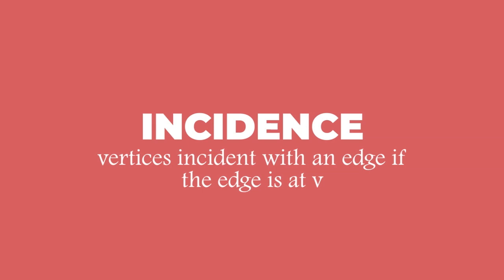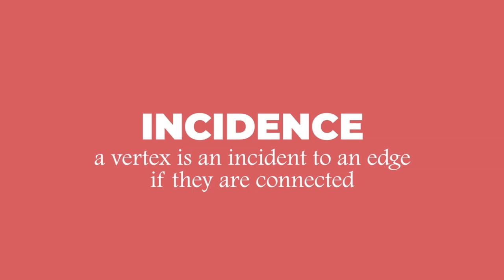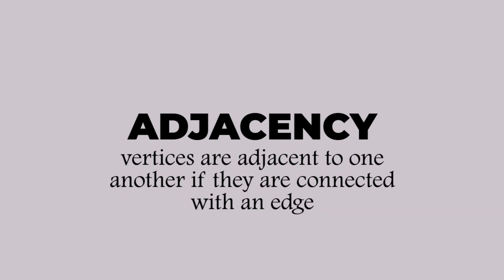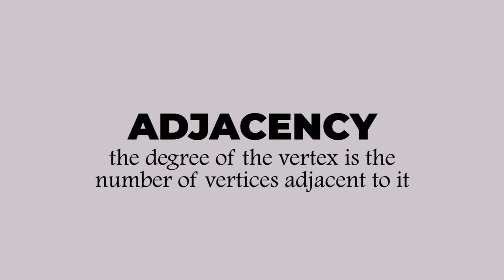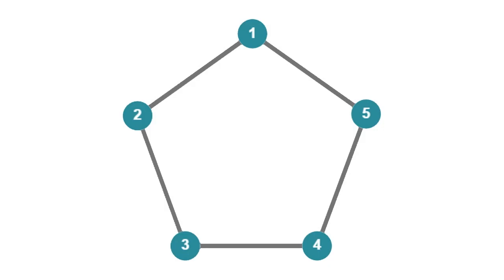Incidence: vertices are incident with an edge. If the edge is e = uv, meaning that a vertex is incident to an edge if they are connected. Adjacency: vertices are said to be adjacent to one another if they are connected with an edge. The degree of the vertex is the number of vertices adjacent to it. For example, in the given graph, vertex 1 is adjacent to vertices 2 and 5. Vertex 3 is adjacent to vertices 2 and 4.